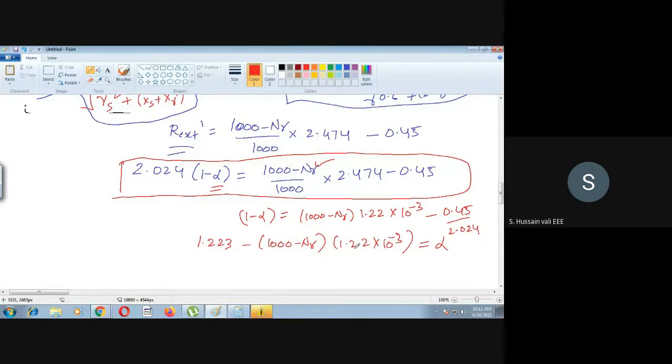No problem, you can simplify this further yourself, and then you may get some answer. There is nothing new here. Just simplify this and you will get the value of alpha. Even this equation is sufficient to tell the relationship between alpha and Nr. If you simplify further, you will get the same relationship between alpha and Nr.